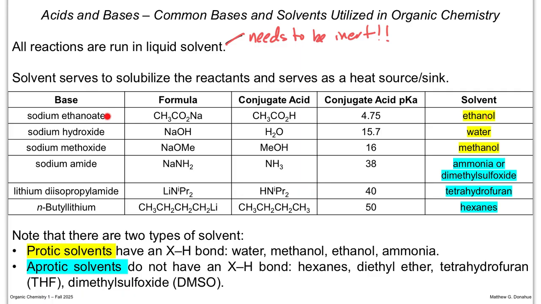So notice how they're matched. These things where you're forming O-, those come from those acids or alcohols. Those are protic solvents. And then when you need to bring out the heavy hitters, the really strong bases, you have to use these aprotic solvents that are inert. So in general, these are usually alkanes or ethers because they do not have acidic hydrogens.